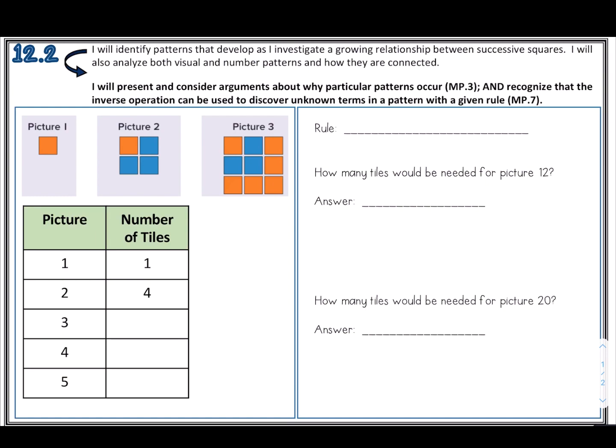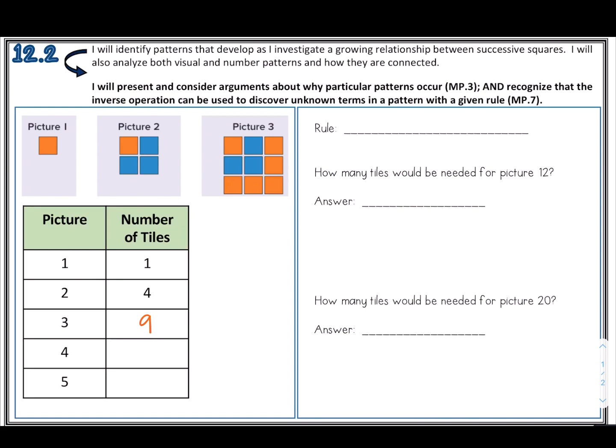Now there's a table down here where we are recording the number of squares or tiles, they're calling them. So in picture 1, we can see that there's just 1 tile. In picture 2, if we count, there are 4 tiles. In picture 3, if we count them, we see that there are 9 tiles.